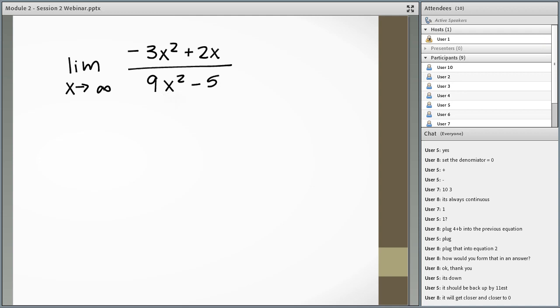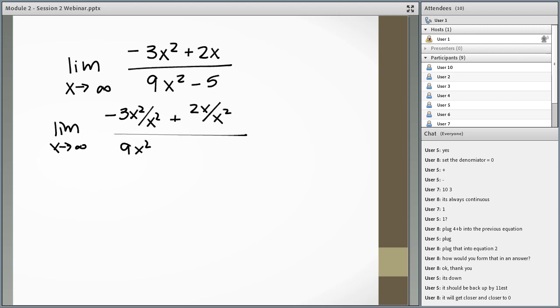So let me divide each term by the largest value in the denominator, which is x squared. So I have the limit as x approaches infinity. That's still here. We haven't dealt with the limit yet. So I have negative 3x squared over x squared. So I just divided each term. Plus 2x over x squared over 9x squared over x squared minus 5 over x squared.